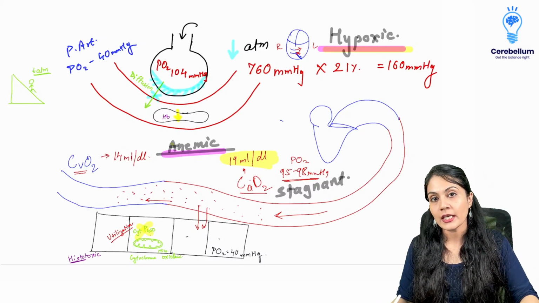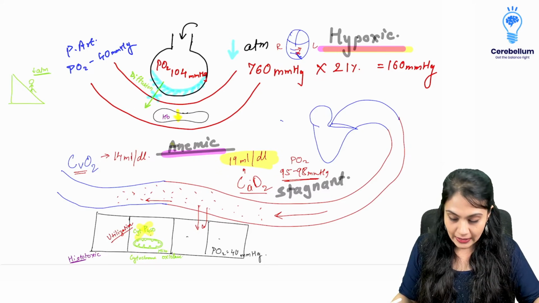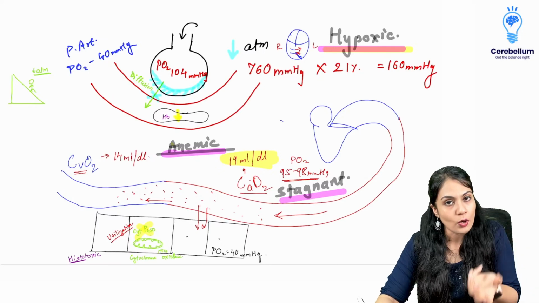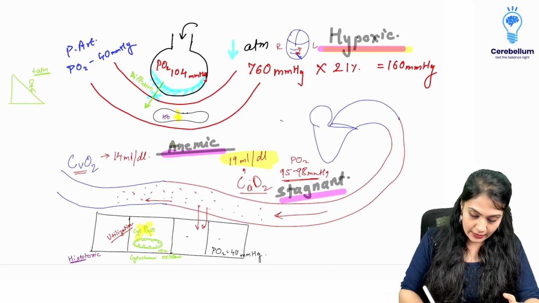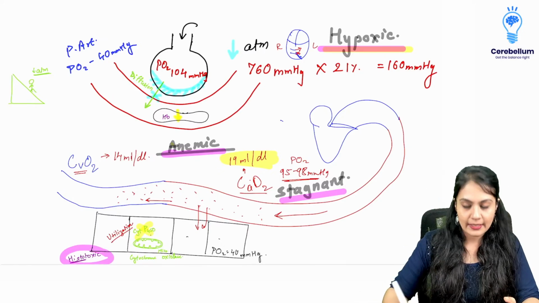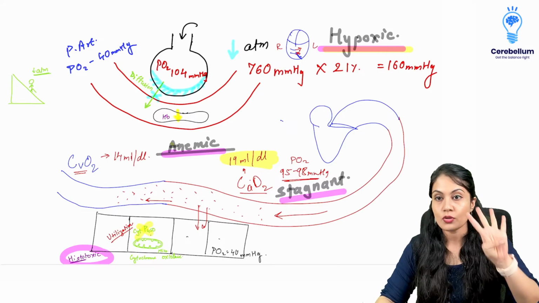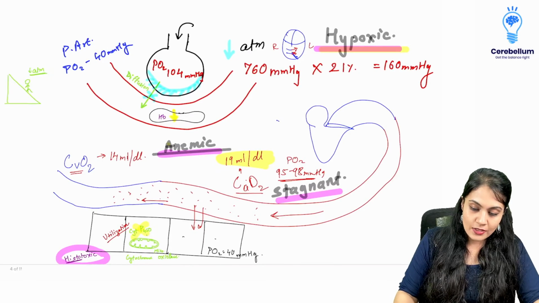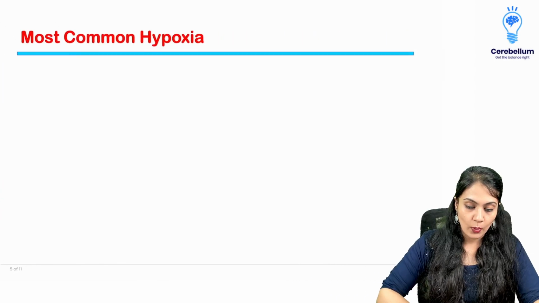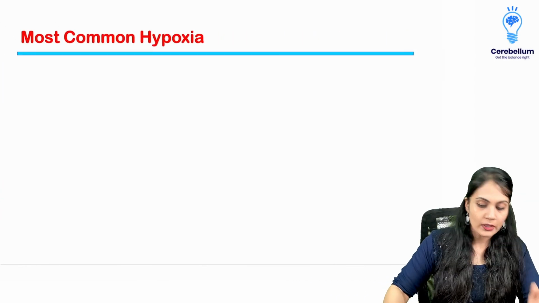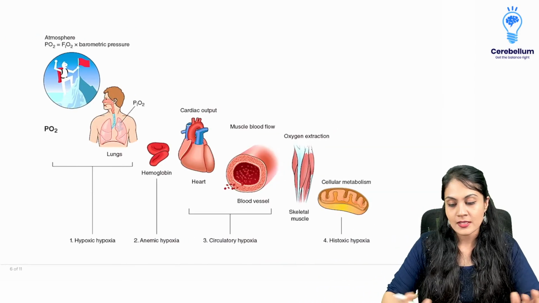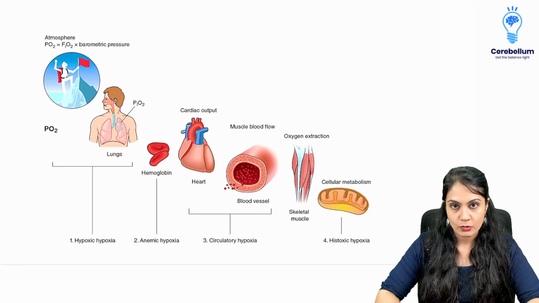If the hemoglobin content is lower, it comes under anemic, right? If the blood flow is slow, it is called stagnant. And if the tissue is not able to utilize oxygen, it is called histotoxic. So there are four types of hypoxia that we have discussed. Let's move on to one more thing, then we will move forward, or we will come back over here. The most common type of hypoxia is hypoxic hypoxia. We'll come back to that later on.